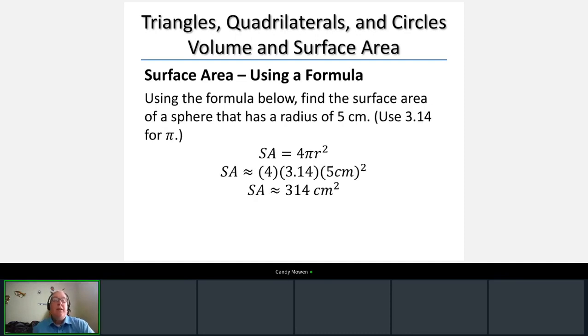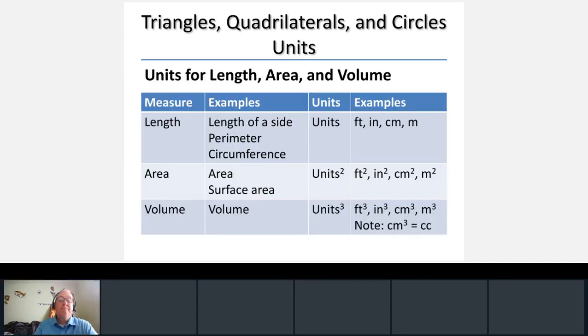Surface area. Using the formula below, find the surface area of a sphere that has a radius of 5 centimeters. Use 3.14 for pi. Surface area equals 4 pi r squared. 4 times 3.14 times 5 squared. Surface area, 314 square centimeters.